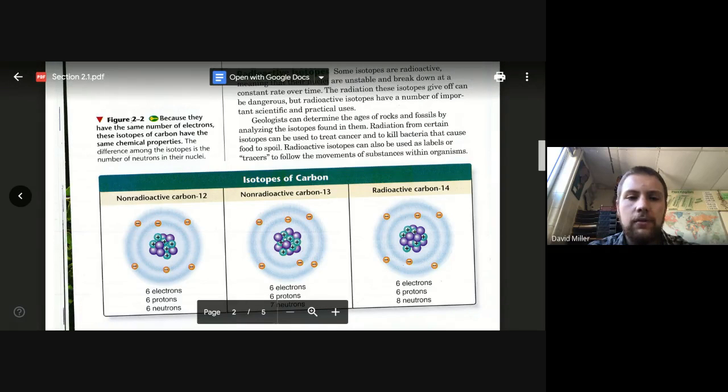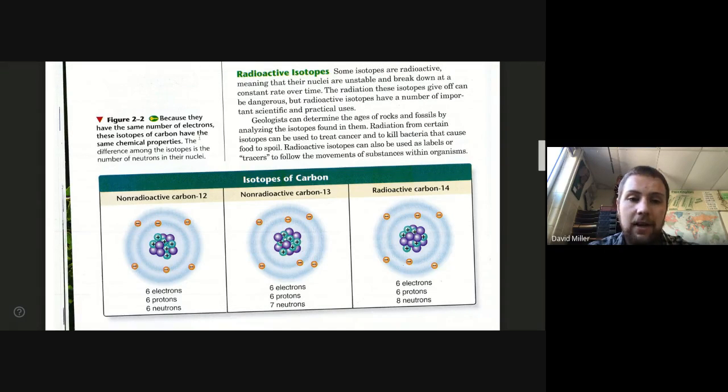Figure 2.2. Because they have the same number of electrons, these isotopes of carbon have the same chemical properties. The difference among the isotopes is their number of neutrons in their nuclei.